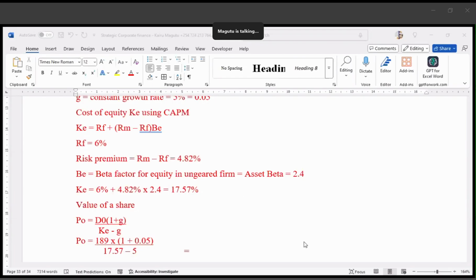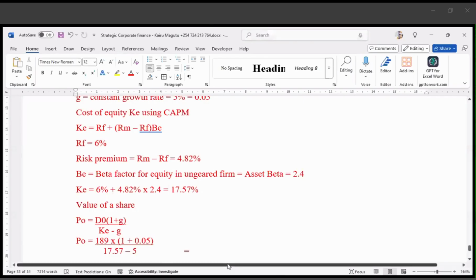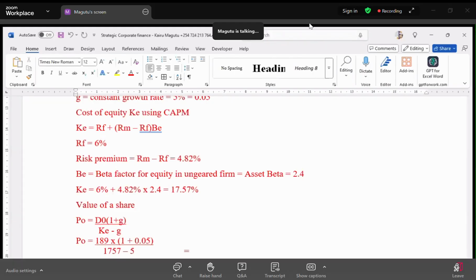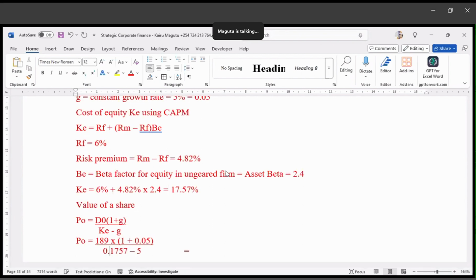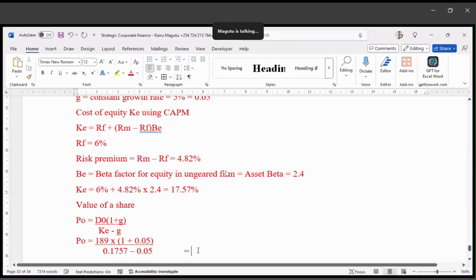How much is it? Some are giving it in percentage, but for the value of a share, when you get this one, okay, let me put it right. This is percentage, right? So it should be 0.17 minus 0.05. It should be that way. So please consider that. They are percentages.